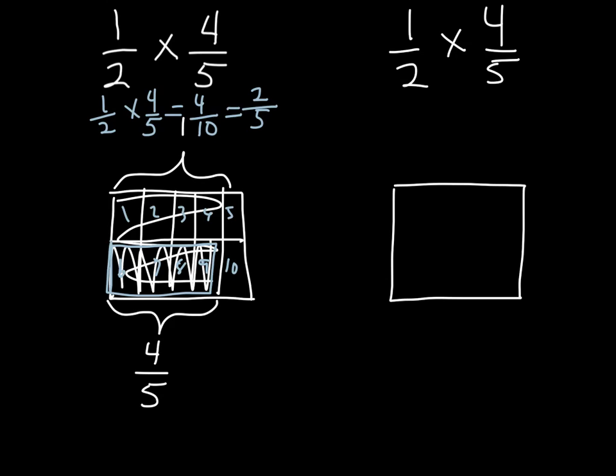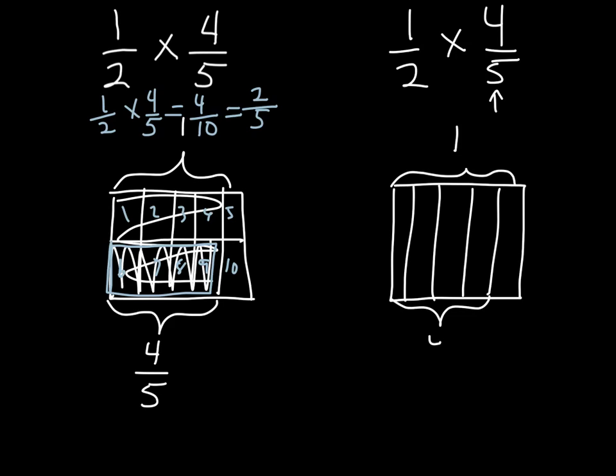Using method number 2, this time I'm going to simplify before I get the answer. I can use the same area model. There's one whole. I'm going to do my 4/5. It doesn't matter which one I do first. I just chose to do that first. There's 4/5. It actually makes more sense when I do it this way.